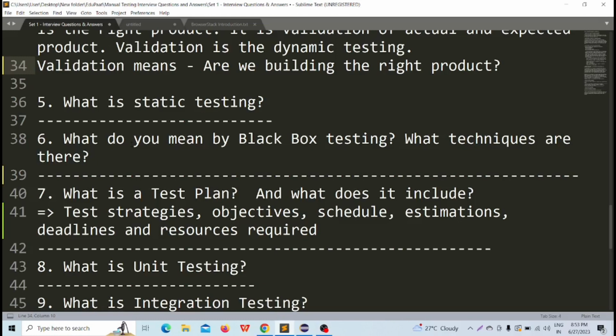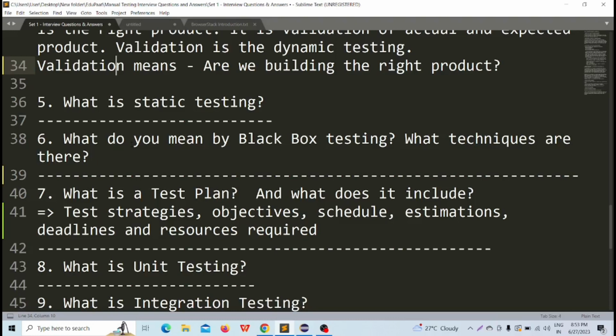Now the question, what is static testing? Before the white box testing done by the developer, whatever activity we do before that, we can call static testing. Static testing is done as part of your verification activity. So static testing is a verification activity. In static testing, as I have already told you, it comes under verification activity.